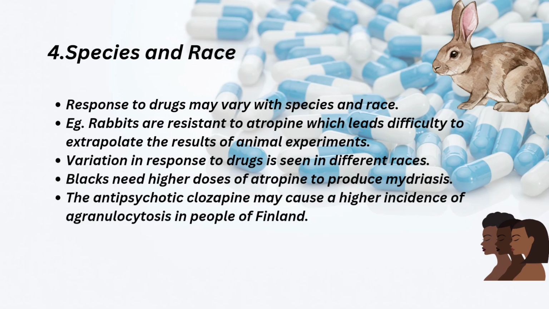The fourth factor is species and races. The response to drug varies with different species and race. Example, rabbits are resistant to atropine, which causes difficulty to extrapolate the results in animal experiments. Variation in response to drugs is seen in different races. The black people need higher dose of atropine to produce mydriasis. The antipsychotic clozapine may cause a higher incidence of agranulocytosis in people of Finland.